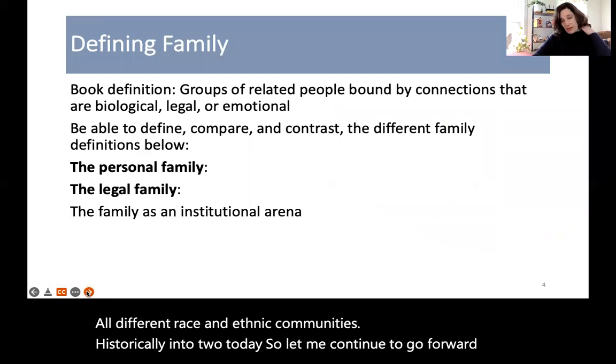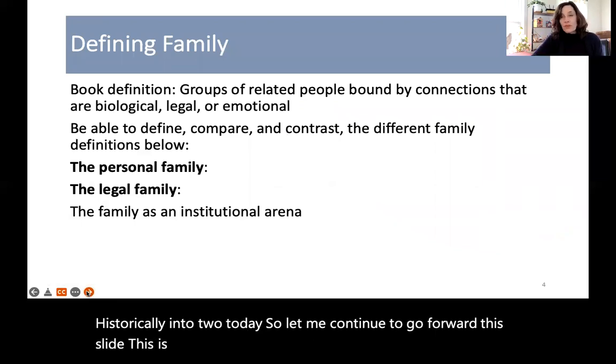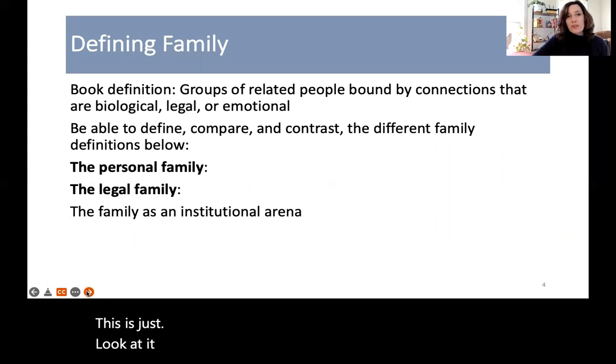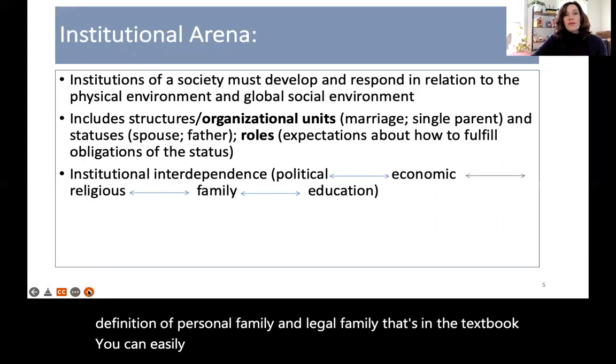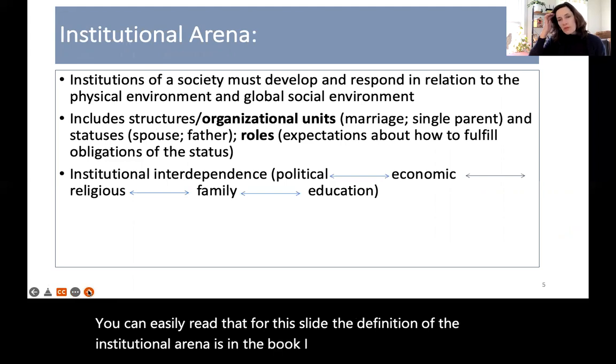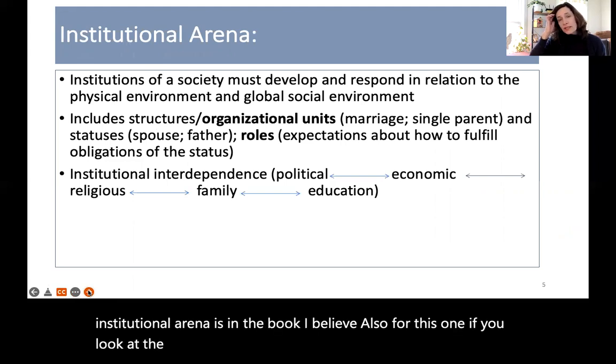This slide, you can look at it as an organizational slide. You need to know the definition of personal family and legal family. That's in the textbook. You can easily read that. For this slide, the definition of the institutional arena is in the book. I believe also for this one, if you look at the notes associated with this slide, it is there.